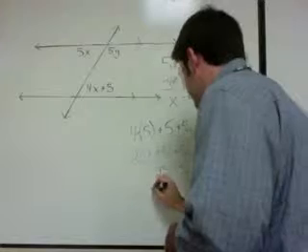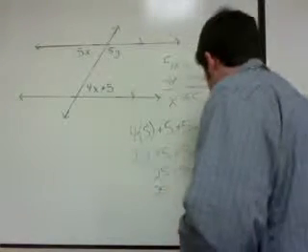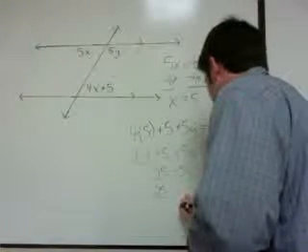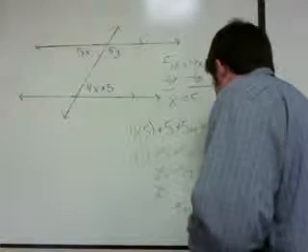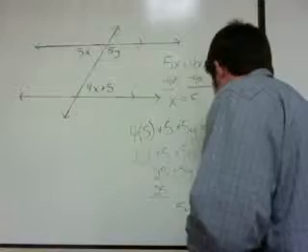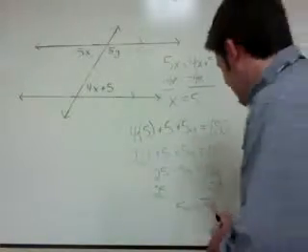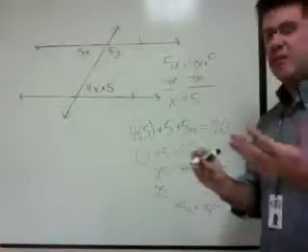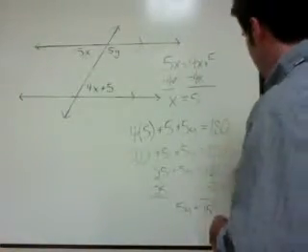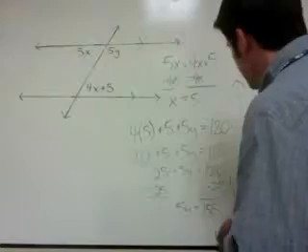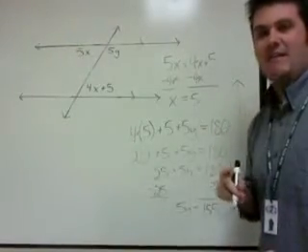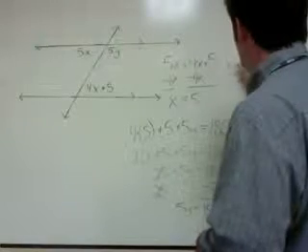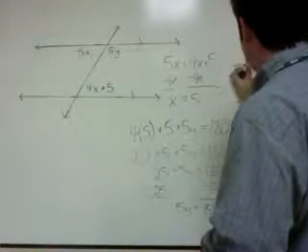Subtract 25 off both sides. Okay, so 5y equals 165. Oh, I'm sorry, I made a mistake. 155. Okay, and then if we divide both sides by 5, I'm just going to move it up here. So if we divide both sides by 5, we're going to have that y is equal to 31.